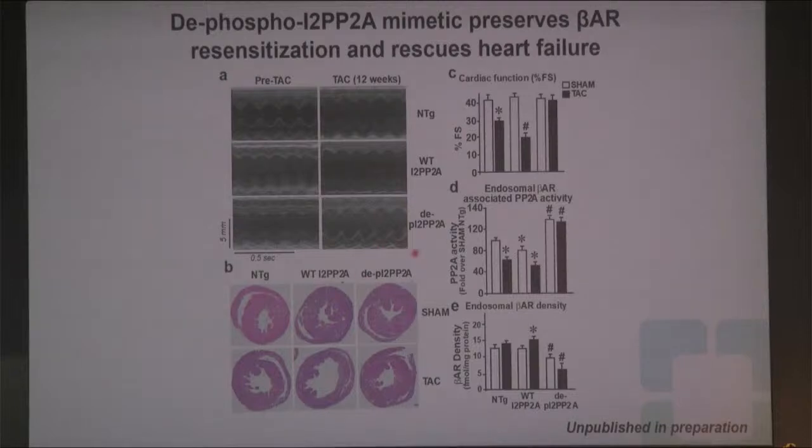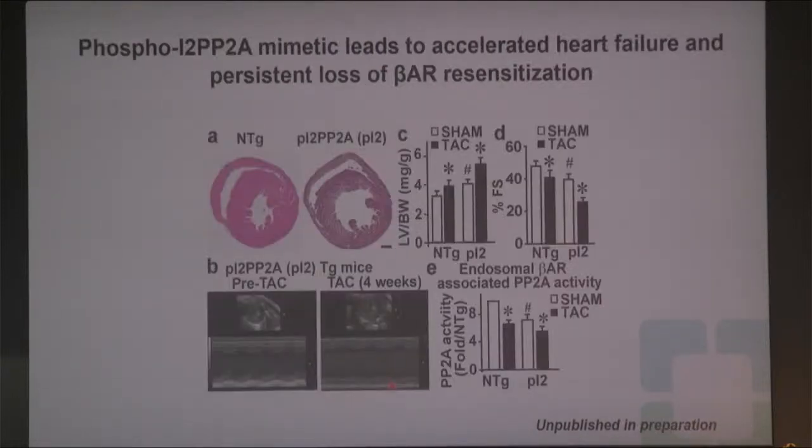But if you actually express an inactive protein, then the heart remains okay. It doesn't get dysfunctional. So this suggests that if you actually target this protein, it's a new pathway that you can use for heart failure. On the flip side, if you overexpress an active protein, what happens? Even at baseline, you start seeing remodeling in the heart.